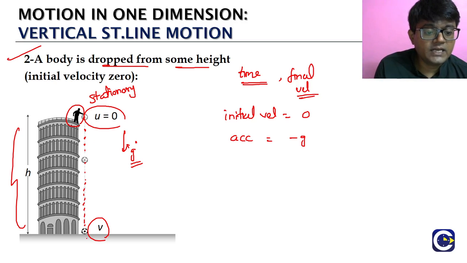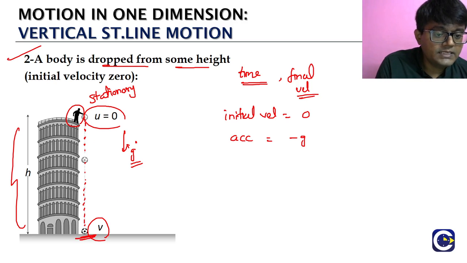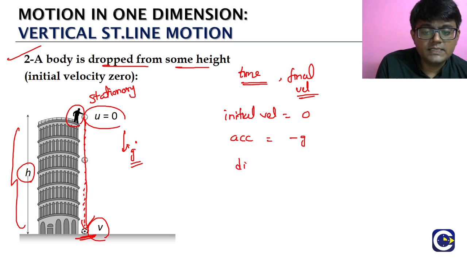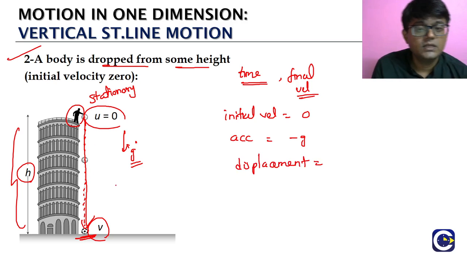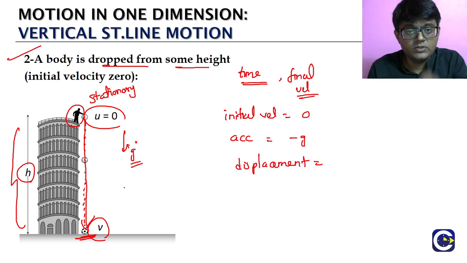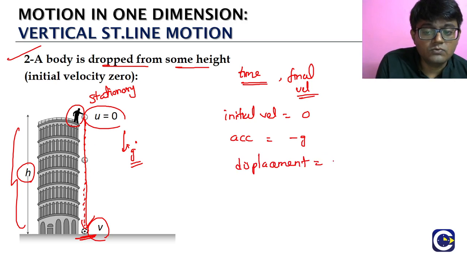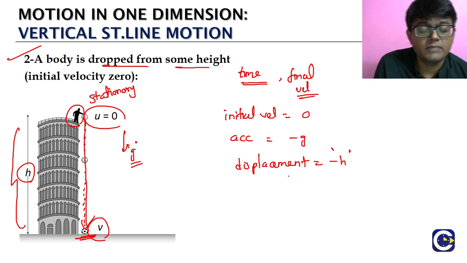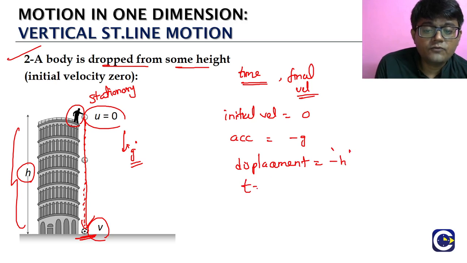So when it is finally coming down to the surface, it is actually coming down by h. Means the displacement, here displacement will be what? Negative. Why it will be negative? Because from the top of the building we are coming down, right? So direction of the displacement is what? Downward. So we will have to take the displacement as what? Minus h. So we want to find the time of the journey.